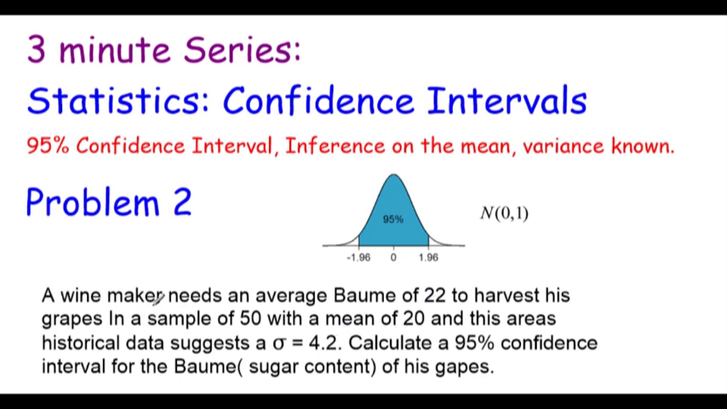Okay, so a winemaker needs an average Baume of 22 to harvest his grapes. A sample of 50 has a mean of 20. Historical data in this area suggests a population standard deviation of 4.2. Calculate a 95% confidence interval for the Baume. All right, so let's have a look.